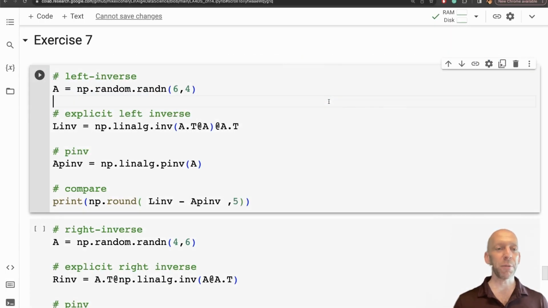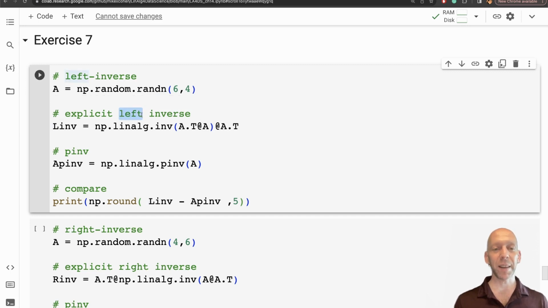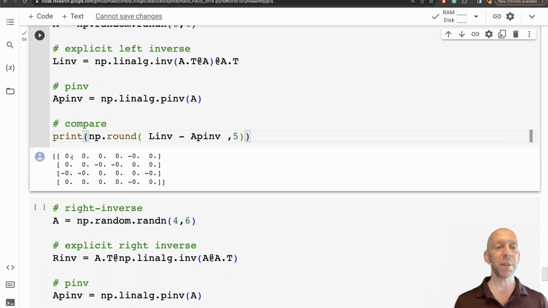I think the code for this exercise is fairly straightforward. This is really just a good reminder to you about the relationship between the pseudo-inverse and the one-sided inverse. So here we have the explicit left one-sided inverse for a tall matrix, and it's the inverse of A transpose A times A transpose. And then I compute the pseudo-inverse of matrix A, subtract those two matrices, and we expect to find a matrix of all zeros, because these two are equal to each other.